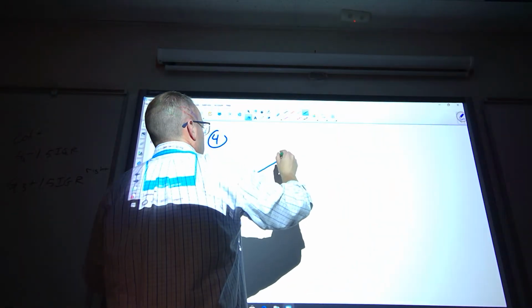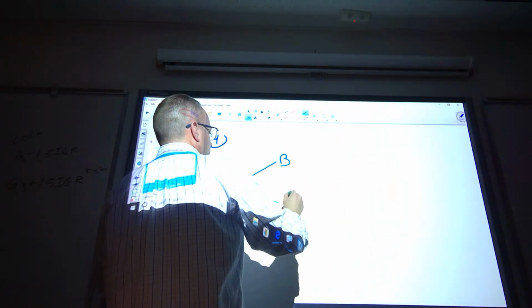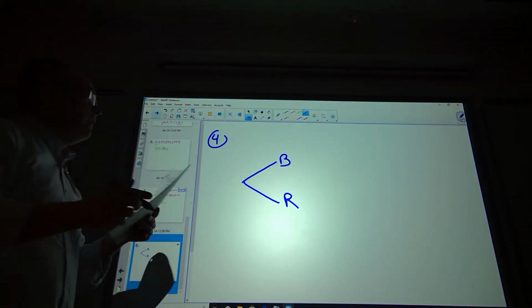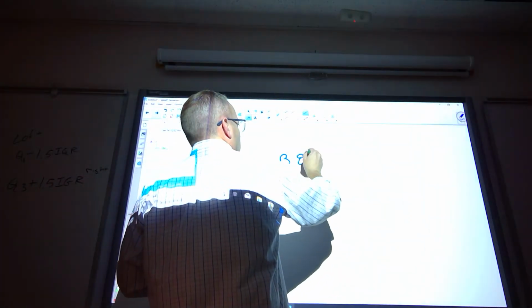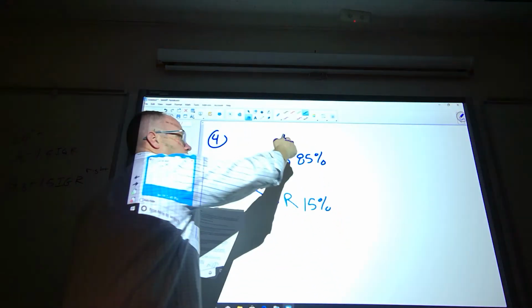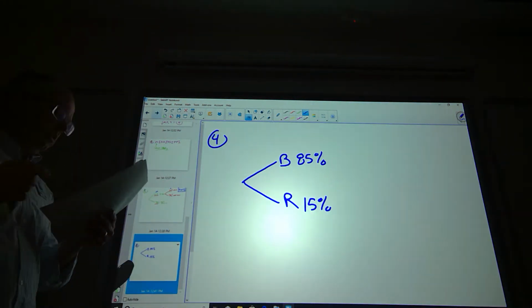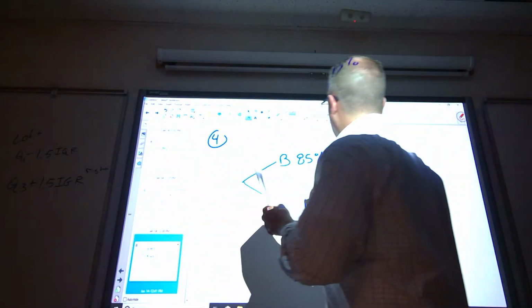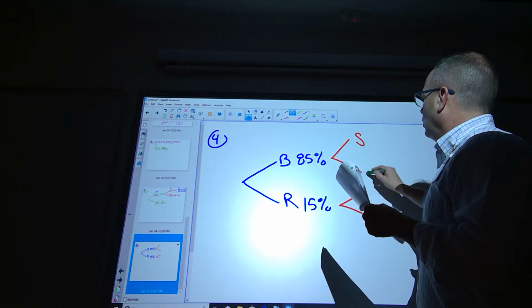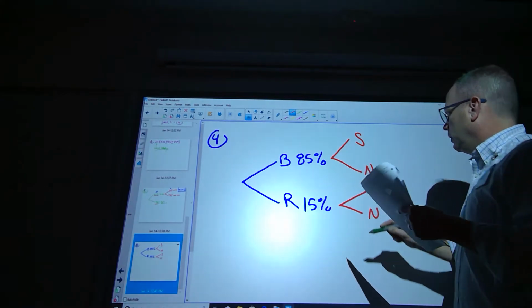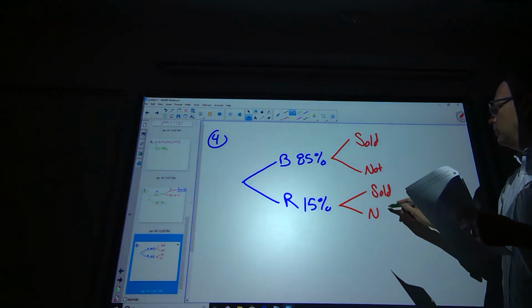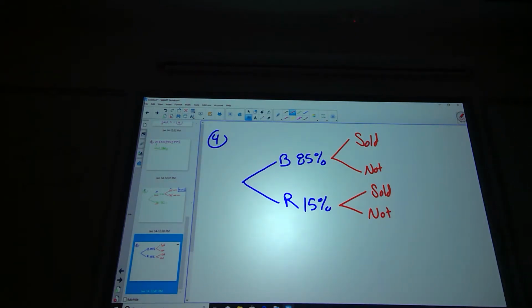Okay, so you have bears, you have rabbits. Agree? And then we know that they told us in the beginning that 85% are bears and 15% are rabbits. If I add those up, do I get 100%? Yes, looks good. But I don't have to fill out really the rest of my information. I'm going to say sold and not sold, sold and not sold. Is that okay?